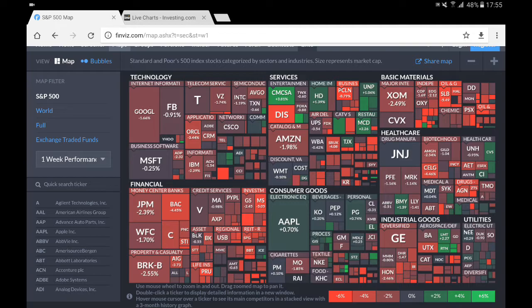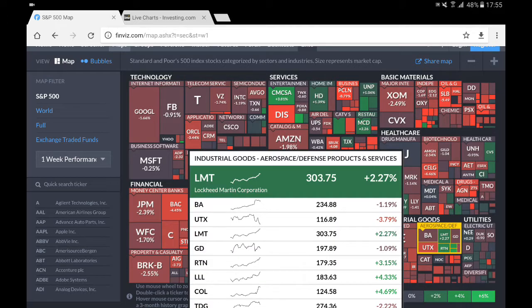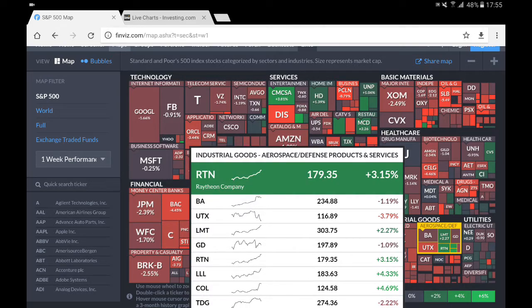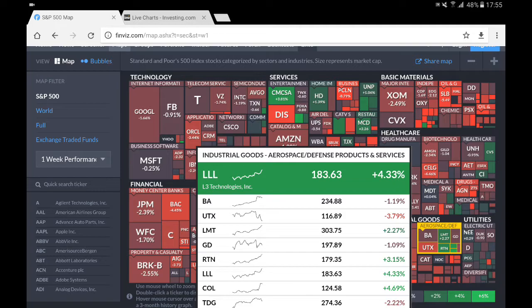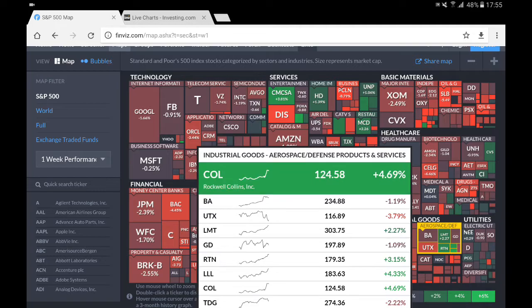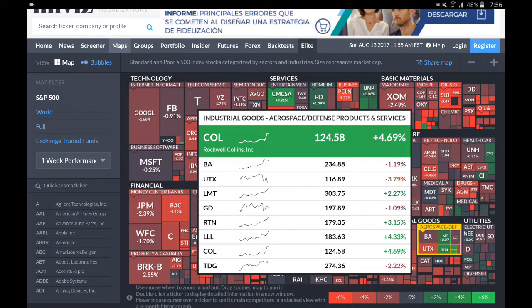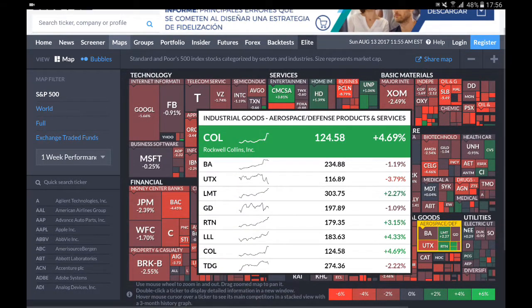S&P 500 sectors map. You see red, except for Apple, and in services Comcast. Take a look at over here, defense, industrial goods: Lockheed Martin, Raytheon, L3 Technologies and Rockwell Collins, defense products. So people are ready for war, for nuclear war. That's what the media is pumping, and you see those companies are making huge profits because of all of the war talk.